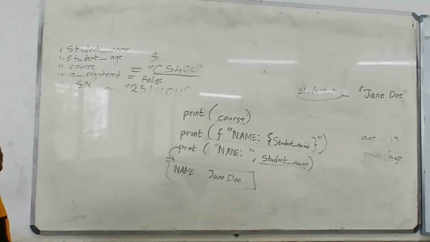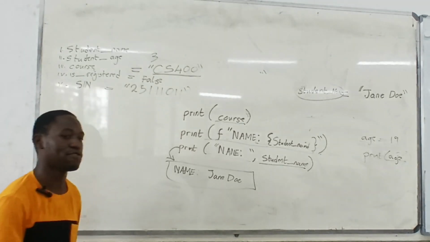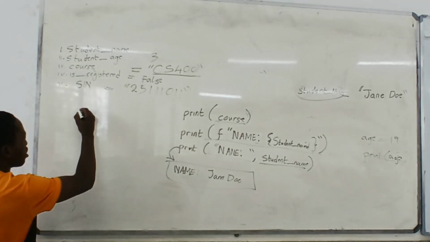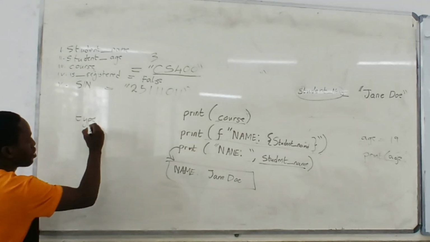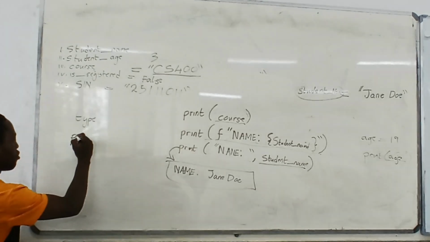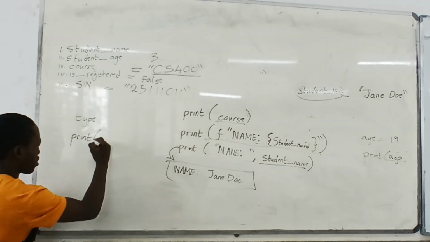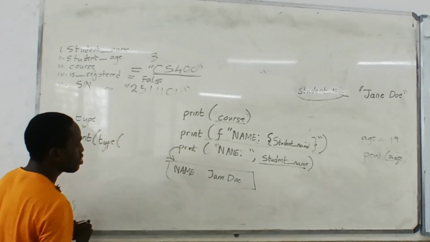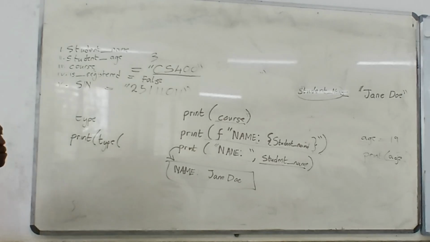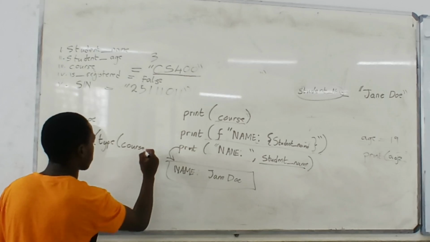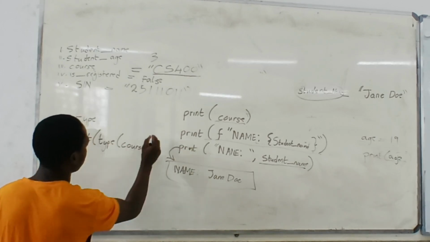And then the last part was just to print the class of the variable. So if you remember from the beginning, printing the class, we use the type function. So to print out this, an example would be print, open it, type, and then the name of the variable that you want to find out the data type for, say course. You close the type, and then you also close the print.